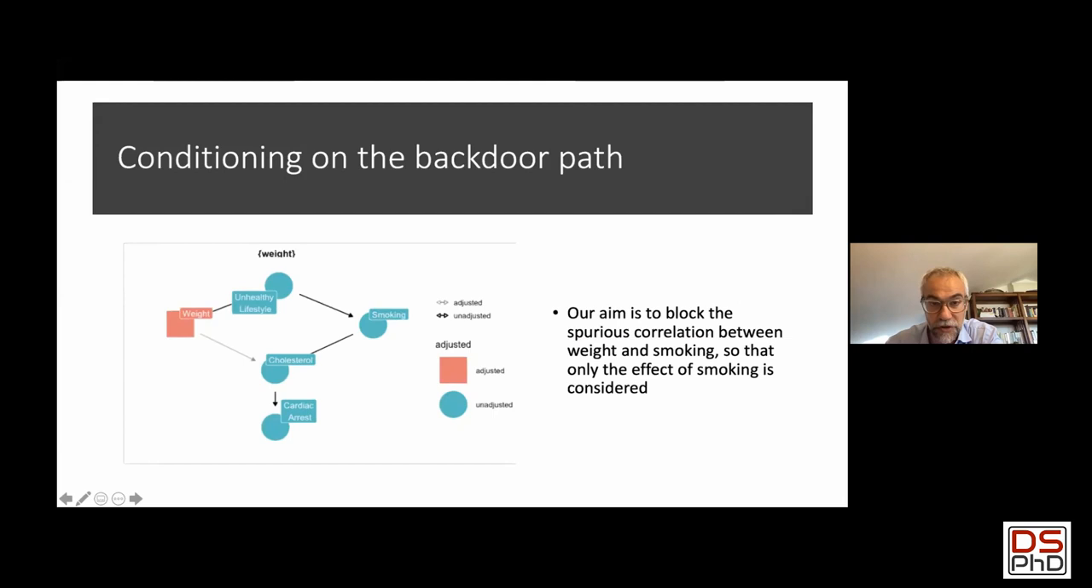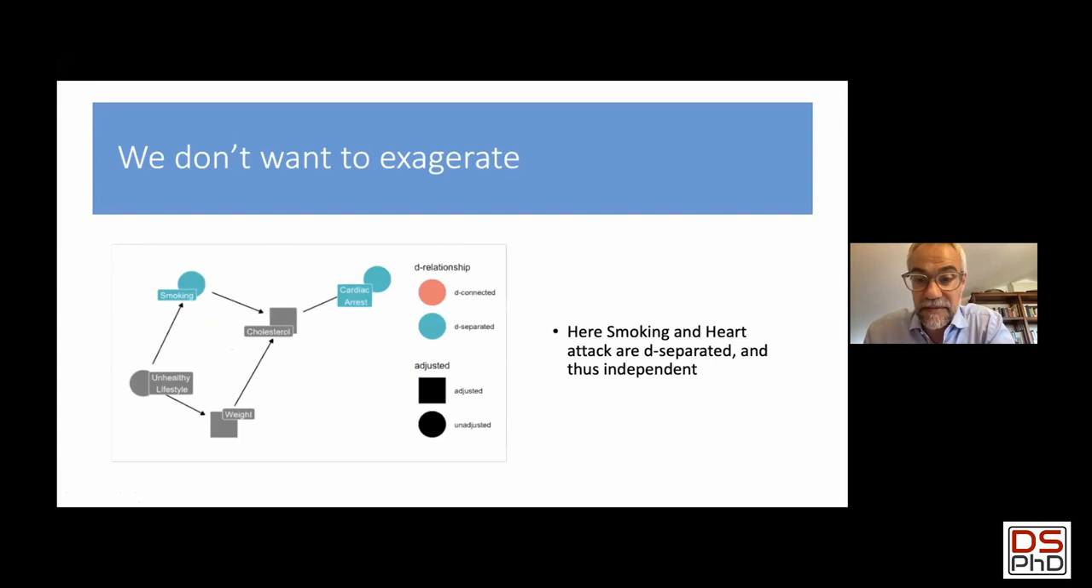But of course, we don't want to exaggerate, because imagine that I stratify my sample not only on weight, but on weight, on the amount of cholesterol, and on an unhealthy lifestyle. Then I would obtain that smoking and cardiac arrest are separated. So the probability of smoking and of having a cardiac arrest conditioned on cholesterol, weight, and unhealthy lifestyle would result as independent. So I would make a horrible mistake.